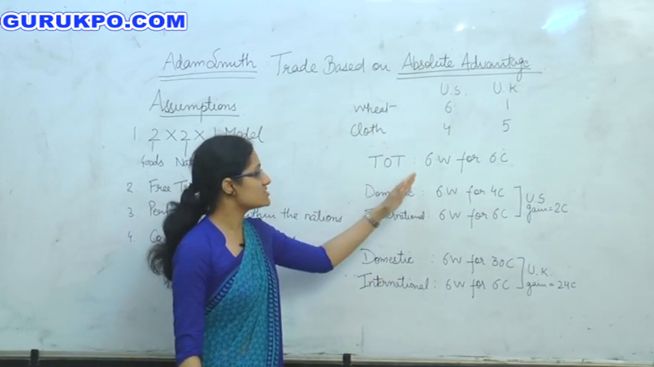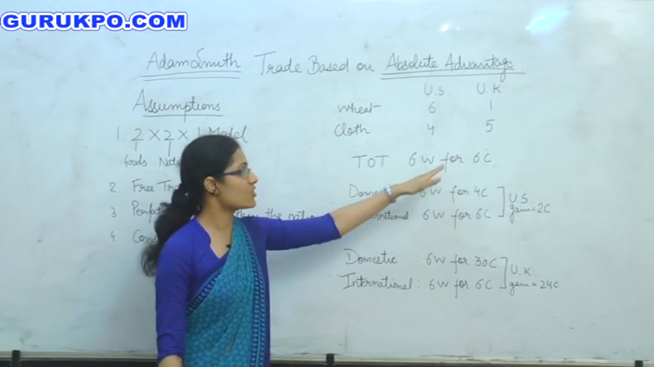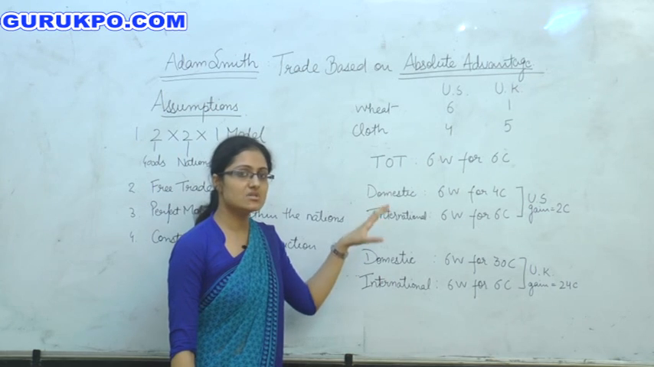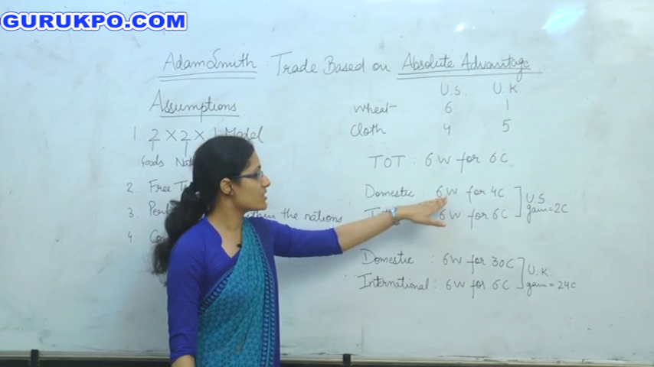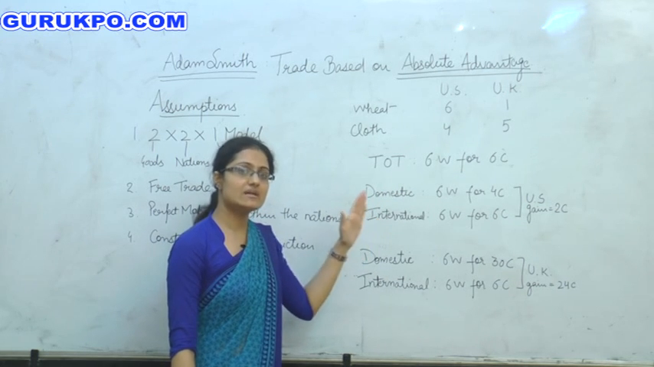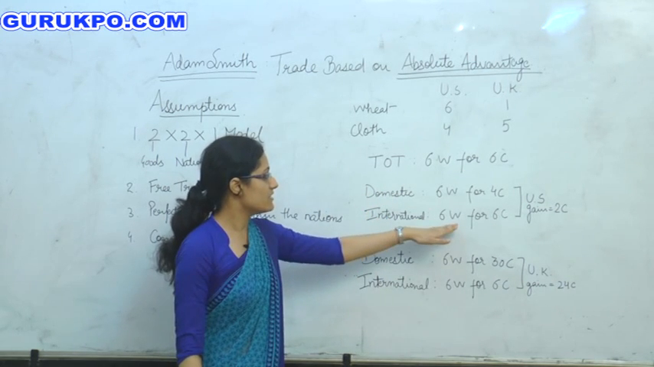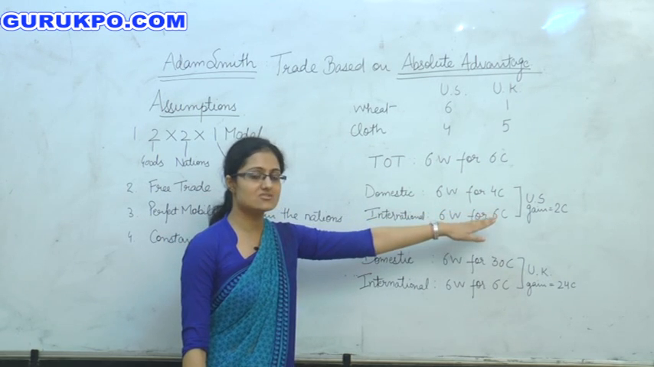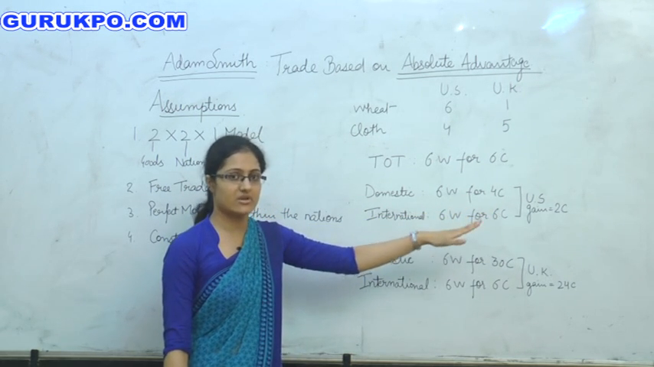Now, if the international terms of trade is 6 wheat for 6 cloth, if US goes for domestic trade, that is within the boundaries, then it will have to give 6 wheat for 4 cloth. But if US goes for international trade, then it will get 6 wheat for 6 cloth, which means that US gains 2 cloth from international trade.